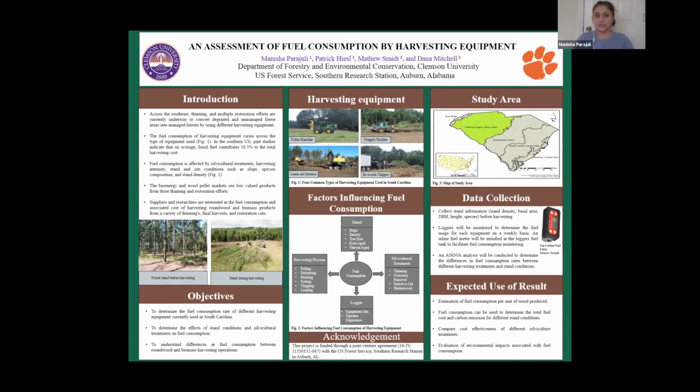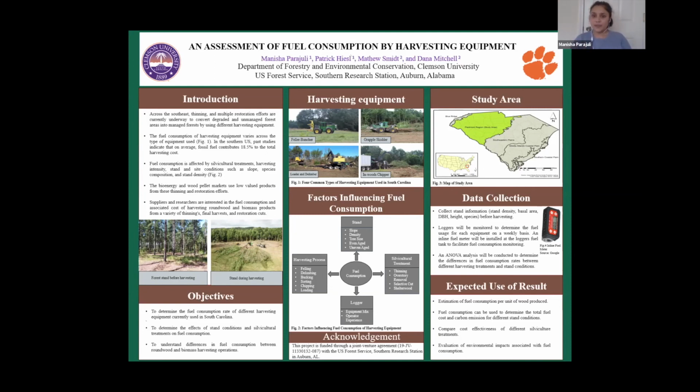As I already mentioned, there are many factors that affect fuel consumption. In the chart, I have shown that fuel consumption is mainly affected by stand condition, silviculture treatment, harvesting process, and it also depends upon loggers. We are going to conduct our study in the Piedmont region of South Carolina, which is highlighted by the green color in the map.